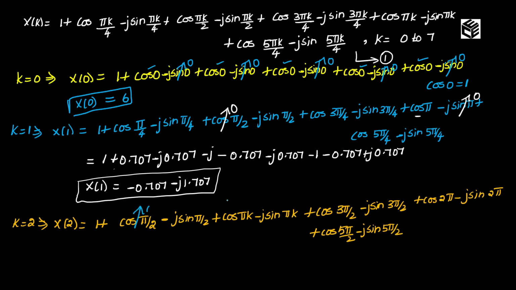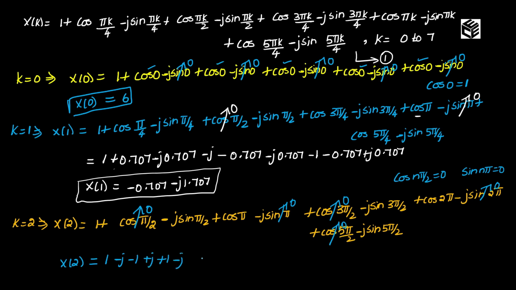We know that cos n pi by 2 is equal to 0. We have a formula, right? cos n pi by 2 is equal to 0. So I am equating cos n pi by 2 to 0. Similarly, sin n pi is equal to 0. So I am making sin n pi as 0. Sin 2 pi as 0. Okay. Now I am going to substitute the values with the help of calc. My answer is 1 minus j minus 1 plus j plus 1 minus j. Okay. So this is equal to x of 2, the value is 1 minus j.